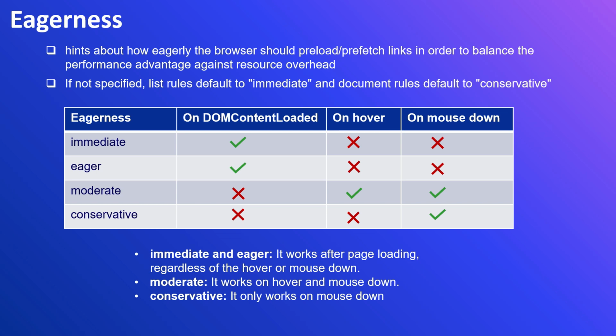Immediate and eager values: the links are prefetched or pre-rendered after page loading, meaning on the DOM content loaded event. Moderate: this works on hover and mouse down events. The next one is conservative. This works only on the mouse down event.